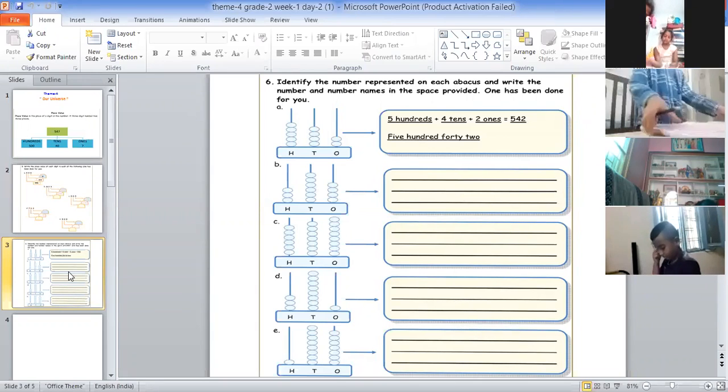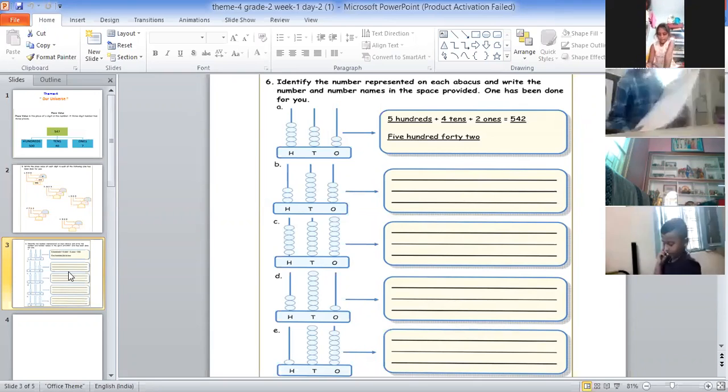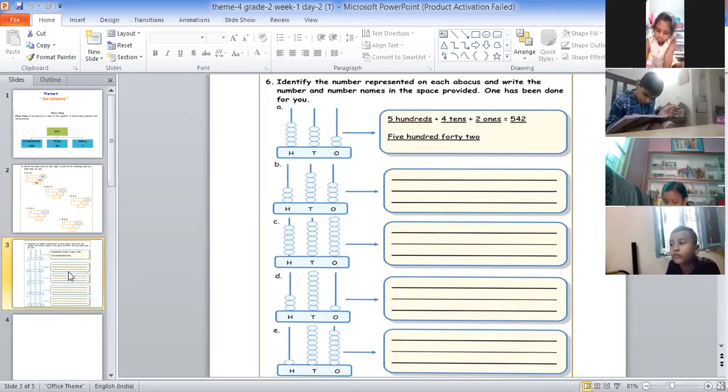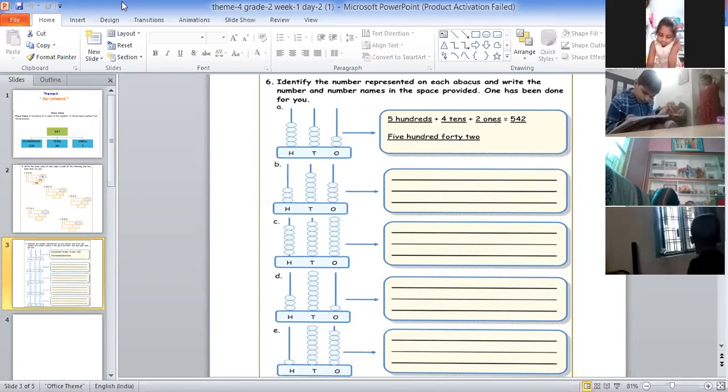Now what we have to do here is first look at the abacus. We have to find out which number is being represented on the abacus, right? And then according to that, we have to write its expanded notation and then its number name also. Okay. Excuse me. Yes, children, please write date and classwork on page number 6.